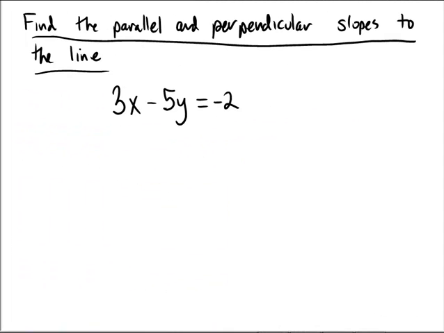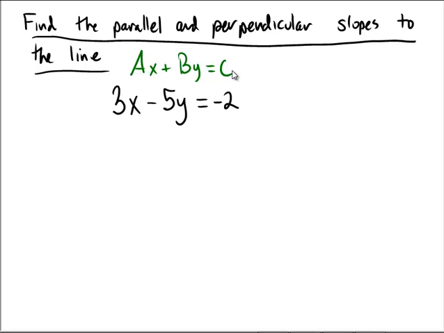parallel and perpendicular slopes to a given line. And our example this time has the line given in what we call the standard form, which is ax plus by equals c. The typical way I see most students approach this problem when they're asked to find a slope is to take the equation of the line in the standard form and isolate y to change it into slope-intercept form.